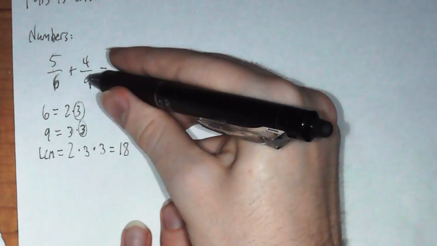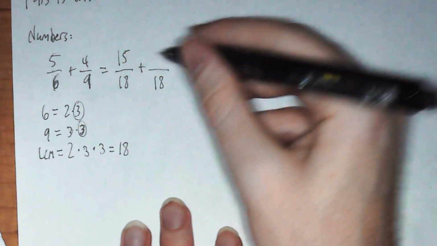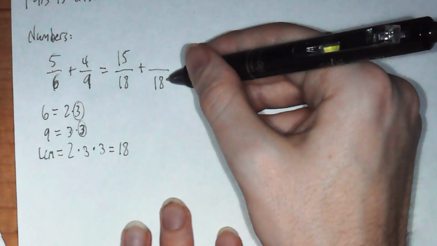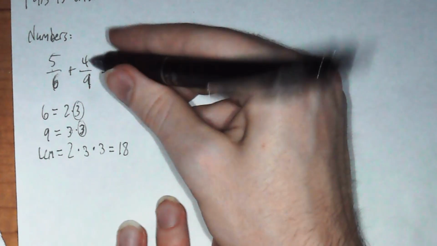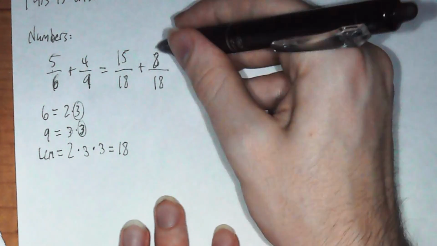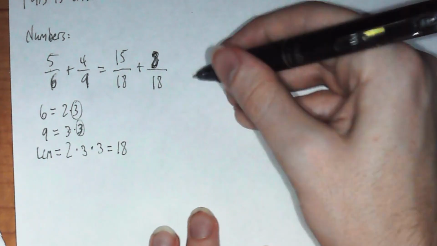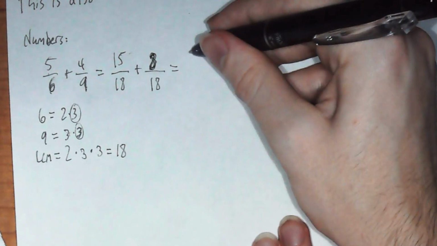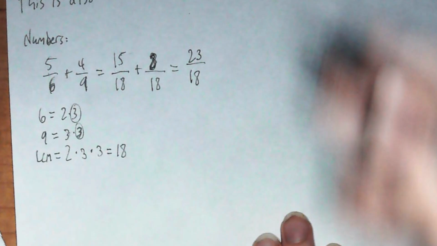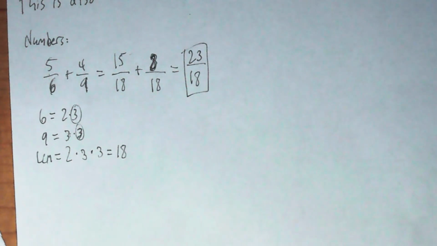Now, for 4/9, we have 3 times 3 in the denominator already, and we have to multiply it by another 2 to get 18. So we have to multiply the numerator by 2 as well. And then we get 8/18, which is equal to 4/9, just rewritten as something over 18. And now that both denominators are the same, now we can add them together. So we have 15/18 and 8/18. That gives me 23/18. And that is the answer.